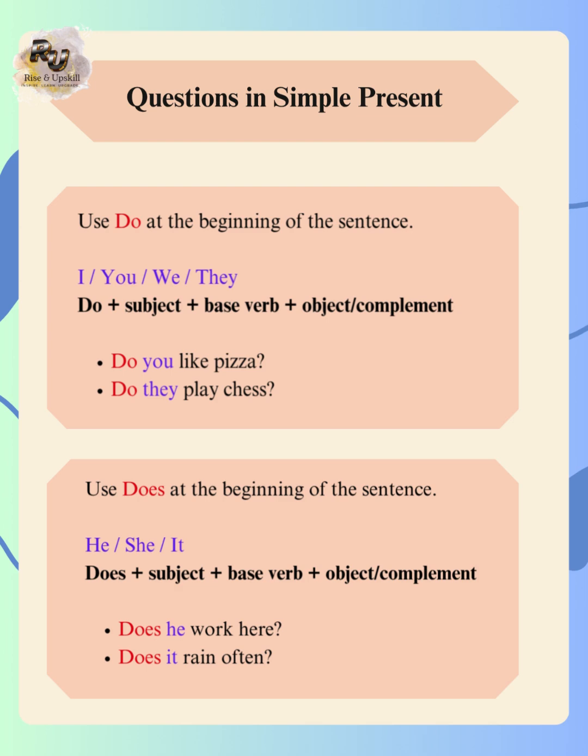Use does at the beginning of a sentence with he, she, and it to make a question. For example, does he work here? Does it rain often? The sentence structure is does plus subject plus base verb plus object or complement.